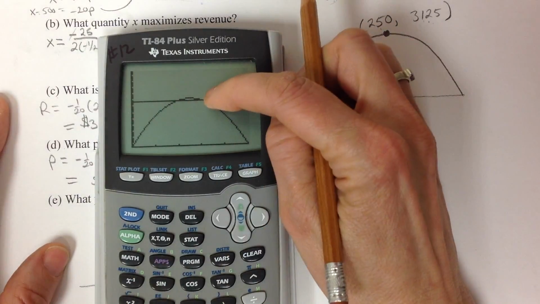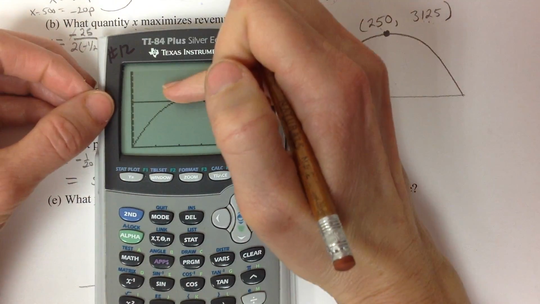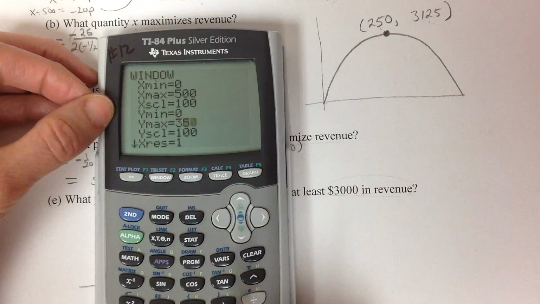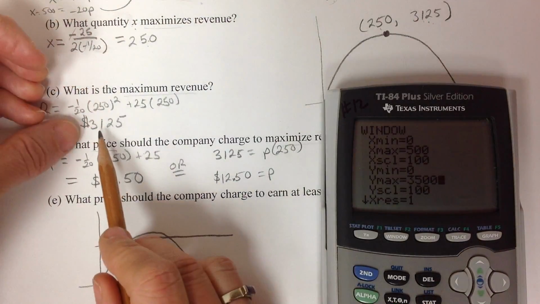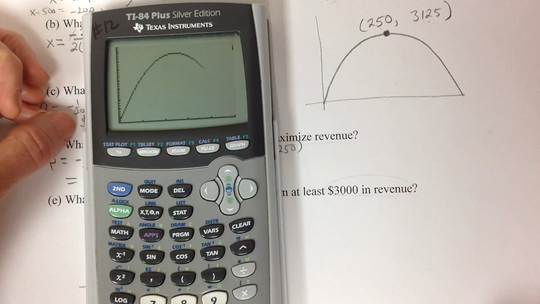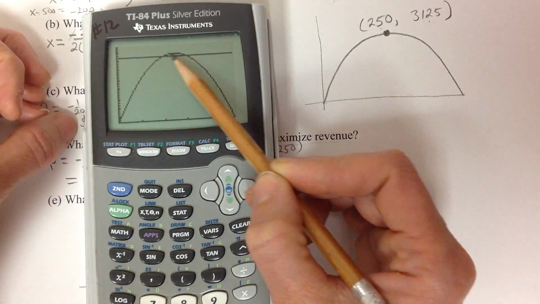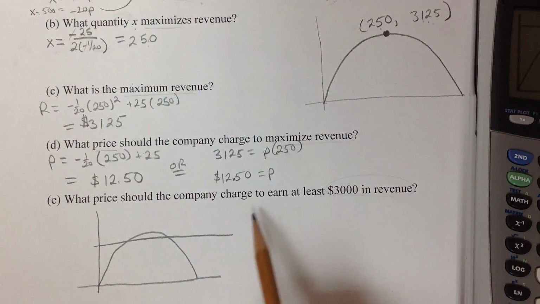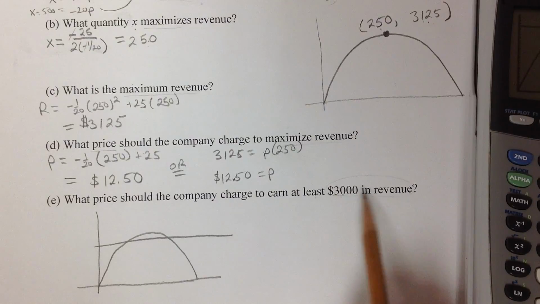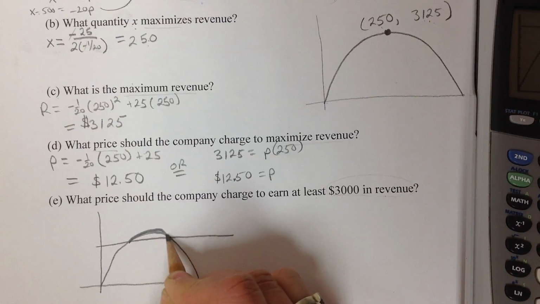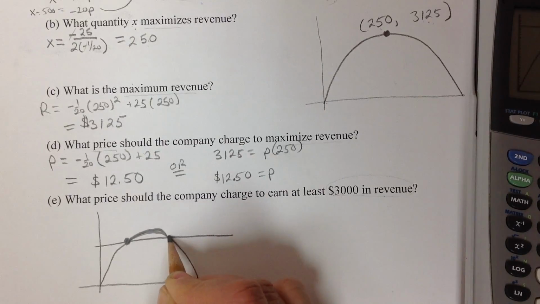I want to give myself a little bit of a better view of this, and notice that I have wasted space up above here. So instead of going up to 5,000, what if I went up to 3,500? I know the max is only 3,125, so I'm still giving myself some space. But I think this will just give me a little bit of a better perspective. Okay, so at least now I can see a little bit of a gap in between my parabola and this line. Because in order to earn at least $3,000 in revenue, I need my revenue to be higher than this line. So I'm looking for what happens in between here and here.